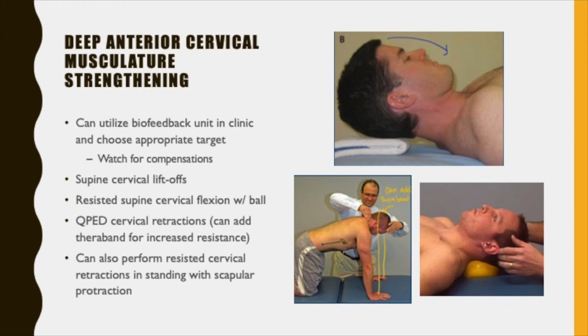A more low-tech option could be, again, to focus on that more local cervical musculature and have resisted supine cervical flexion with the resistance against a ball or a towel. Another great one is to perform quadruped cervical retractions, which again are more of that global aspect of cervical spine strengthening. Another way that we can challenge this exercise is to add resistance with a TheraBand, either in quadruped or even in standing in a doorway.